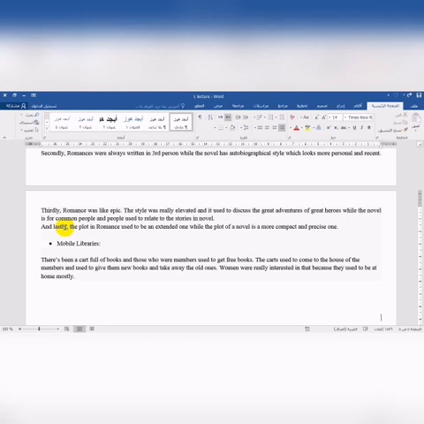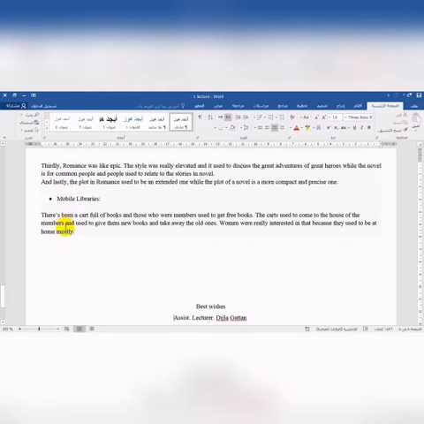So this helped the novel to be published even outside England. Not only in England, even outside, in France, in Ireland. So this factor is very, very important.